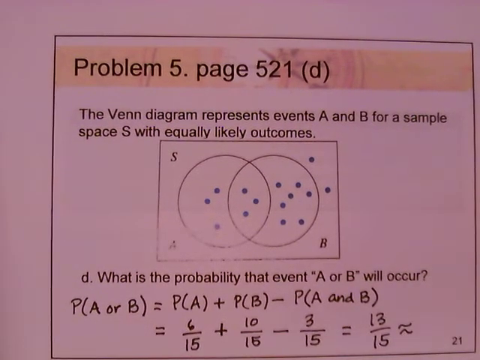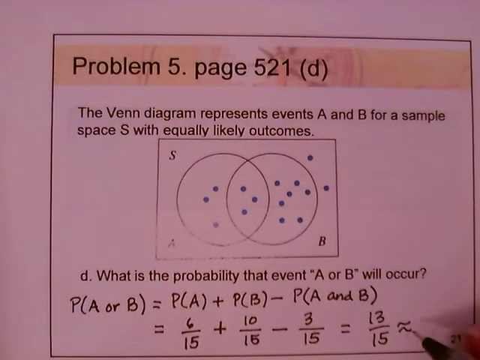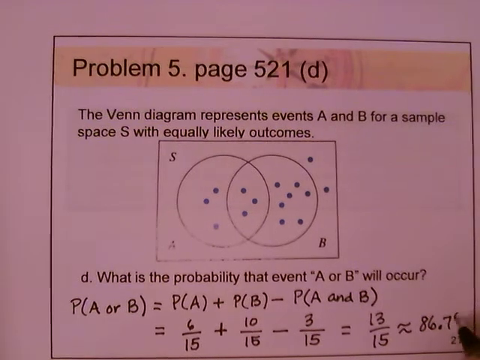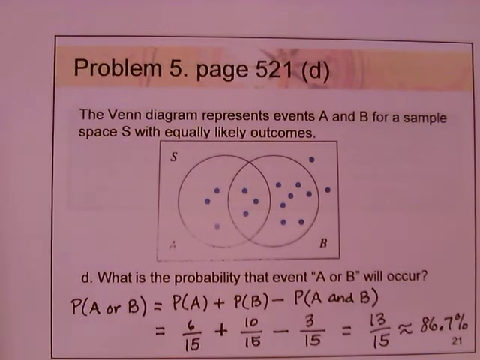So in this case here, if I do 13 divided by 15 times 100 and write as a percent to 1 decimal place, it'll be approximately 86.7%. So that represents a probability that event A or B will occur.